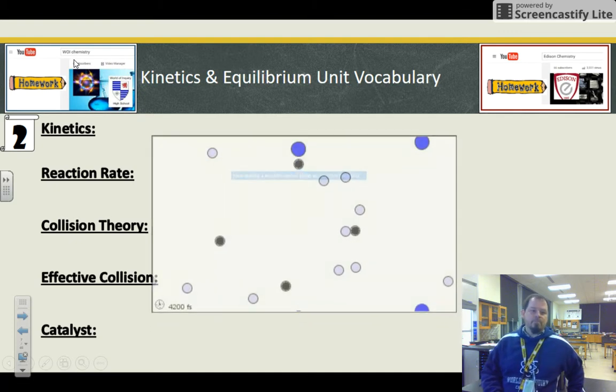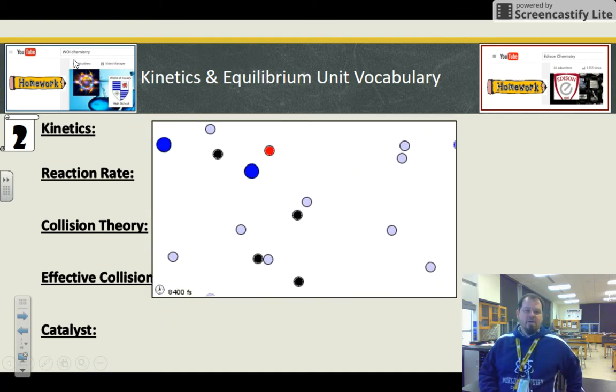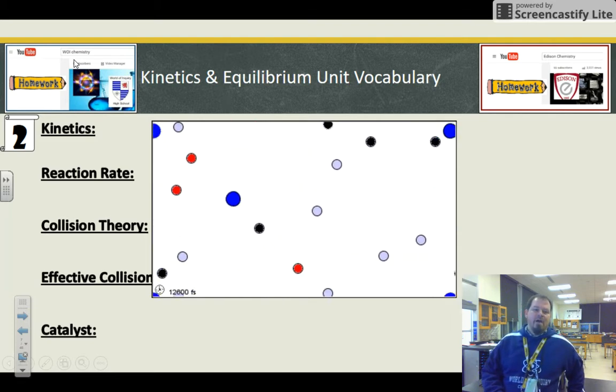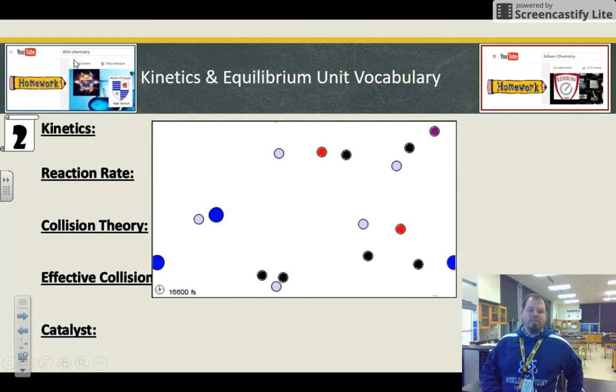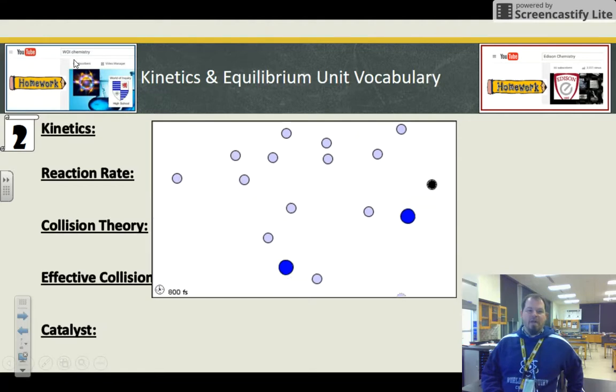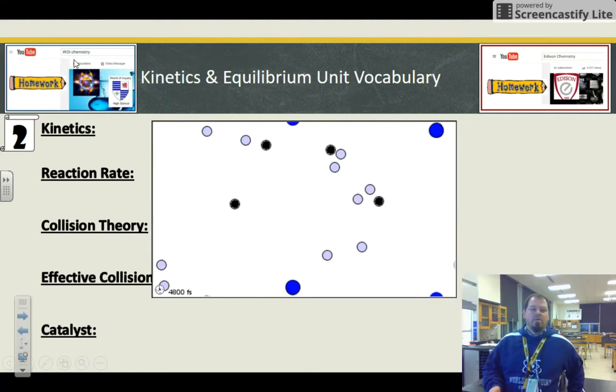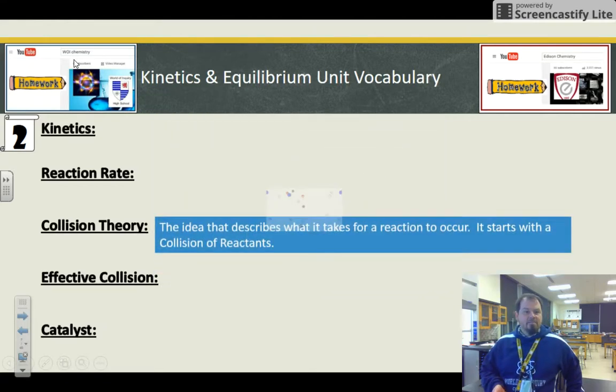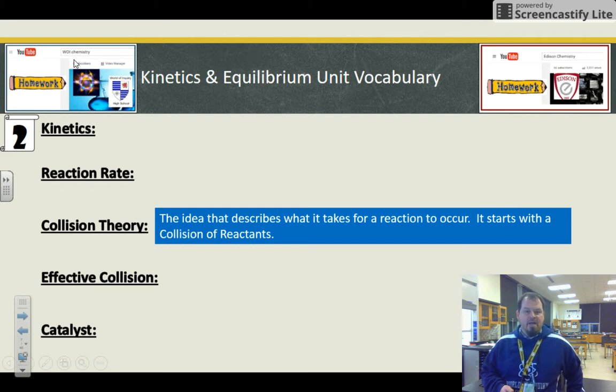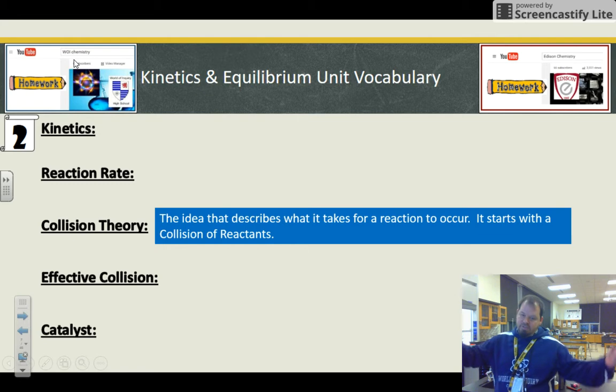Okay? Collision theory. So here's some molecules moving around, and as they collide, notice they either change direction or they will actually react. This is an idea that describes what it takes for a reaction to occur. It starts with the collision of reactants. First, they must come into contact, and then we're going to find there are a few other things that need to happen for the reaction to actually take place.